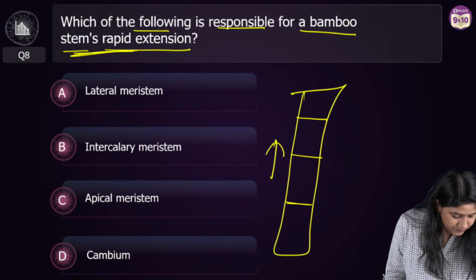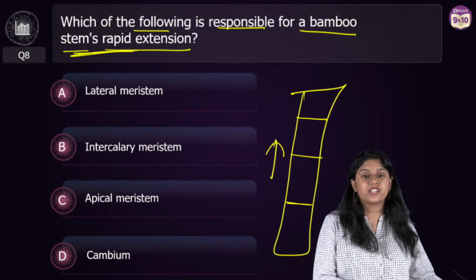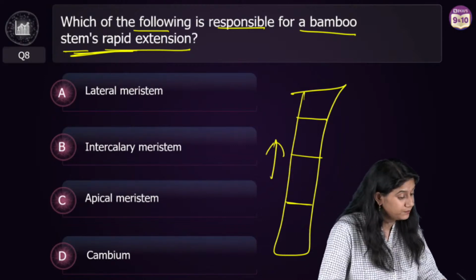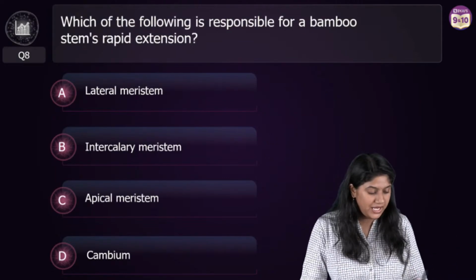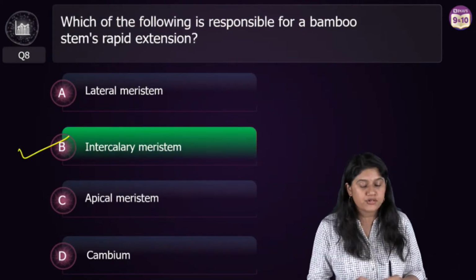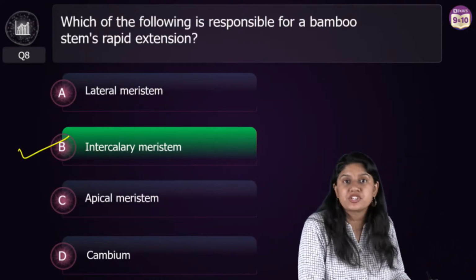Very good. 70% of you are voting for the correct answer, everyone. We can end the poll. And the correct answer is option number B. It's the intercalary meristem. So we know that we have 3 types of meristematic tissue.